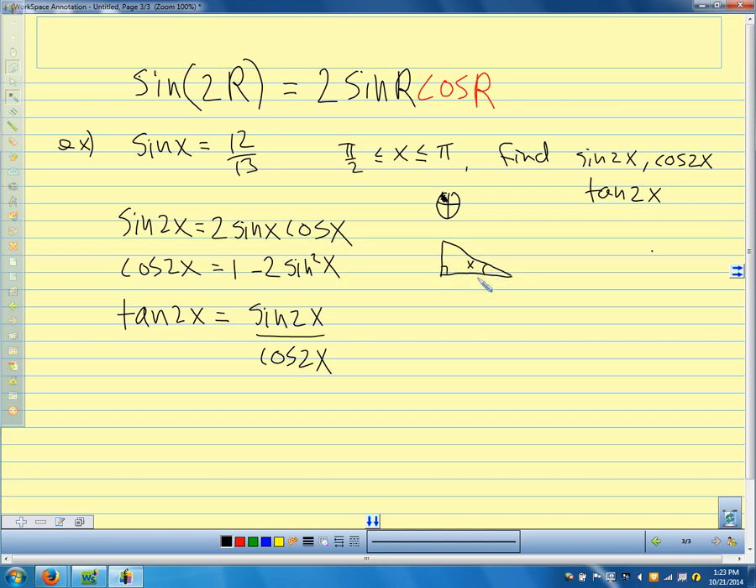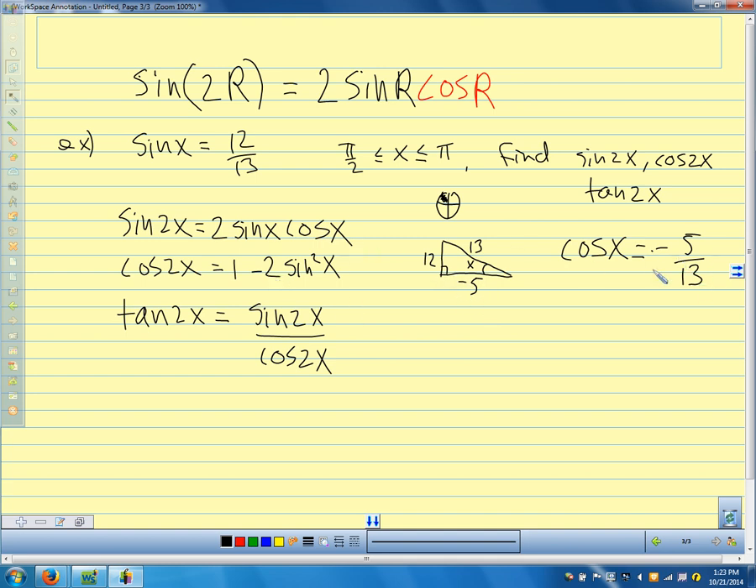And there's x. Sine is 12 over 13. On this triangle, what is this side going to be? Negative 5. We could use the Pythagorean theorem to find that if we didn't remember that's a Pythagorean triple. And it's negative because we're in quadrant 2, so the x coordinate is going to be negative. So cosine x is going to be negative 5/13 from our triangle.